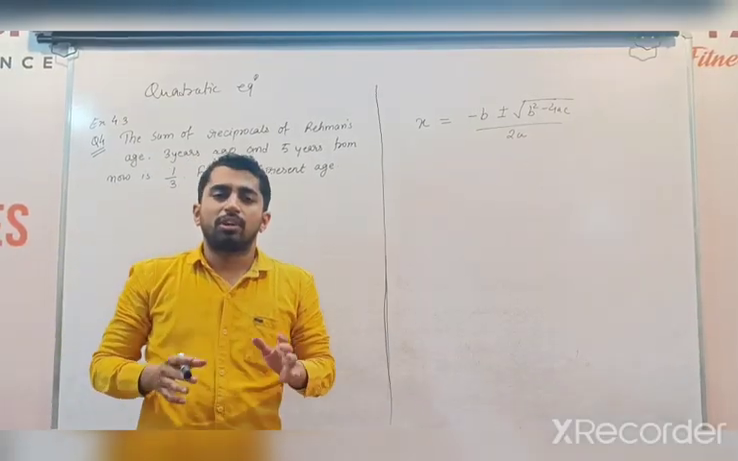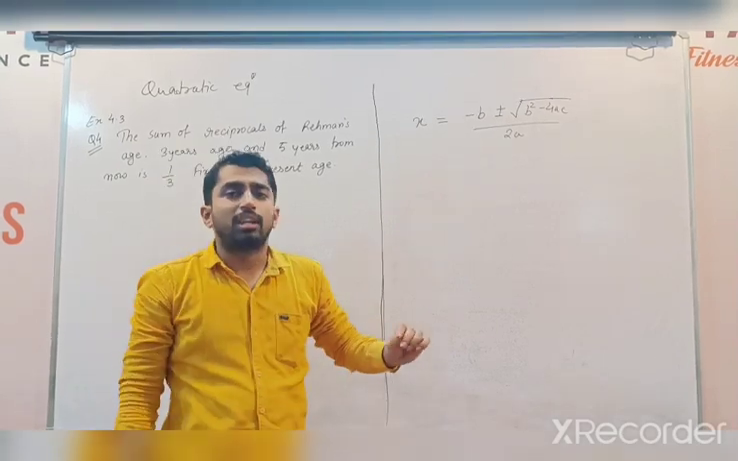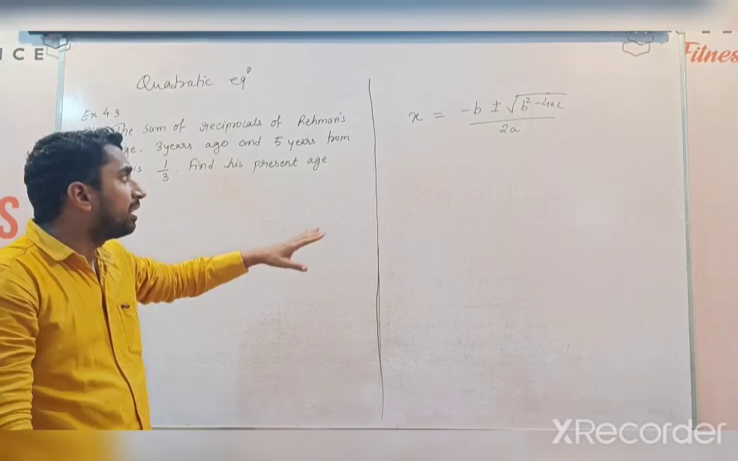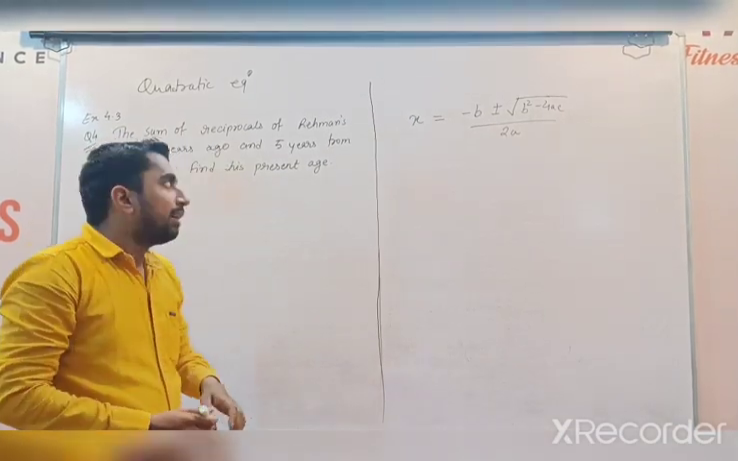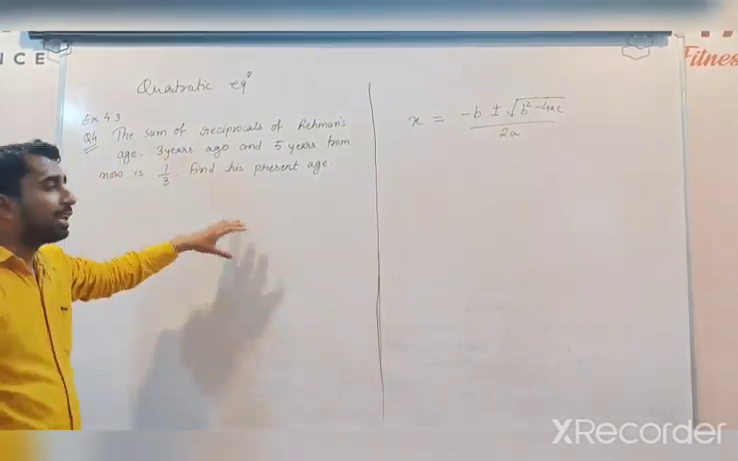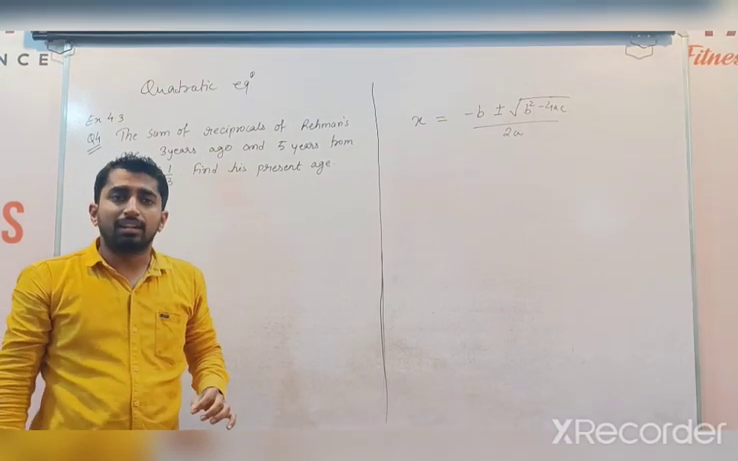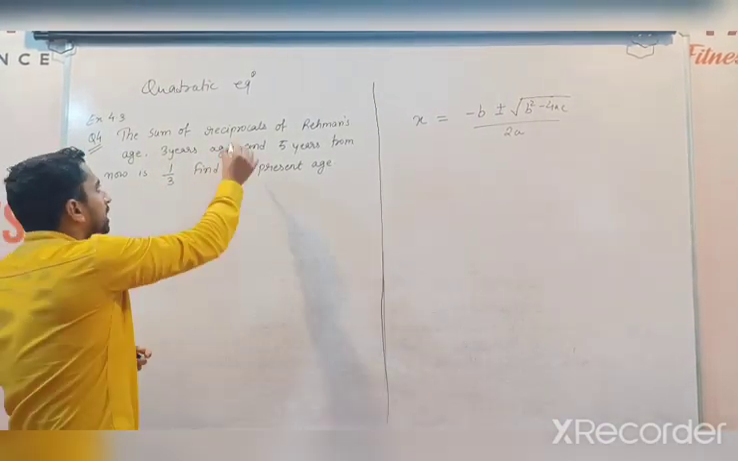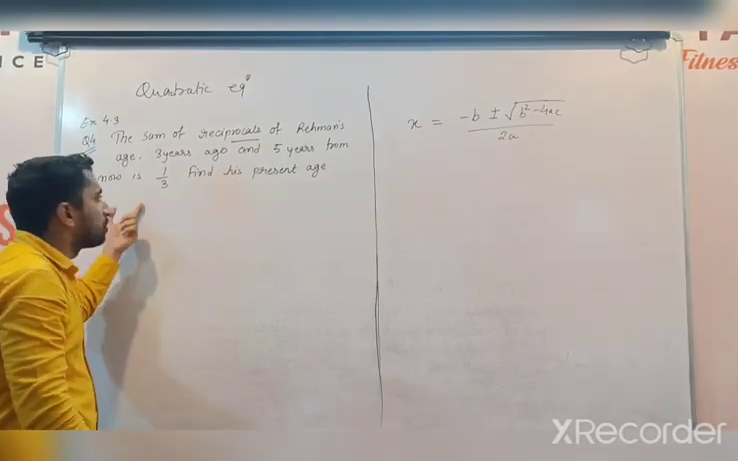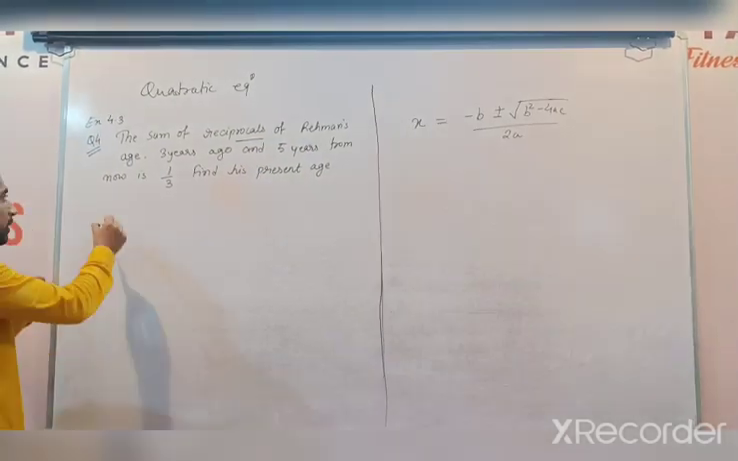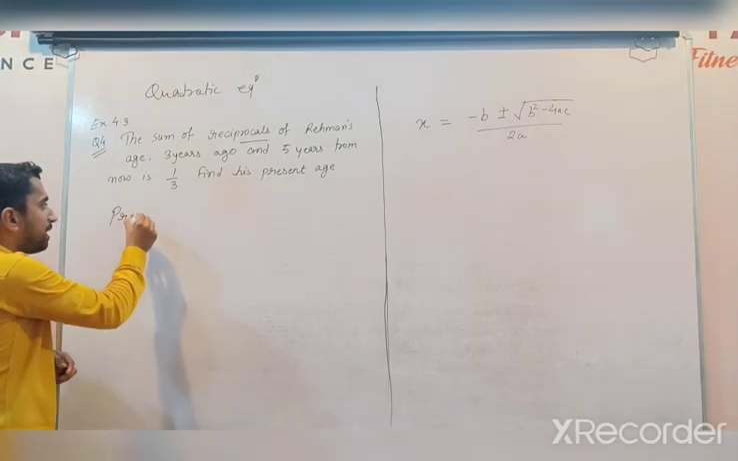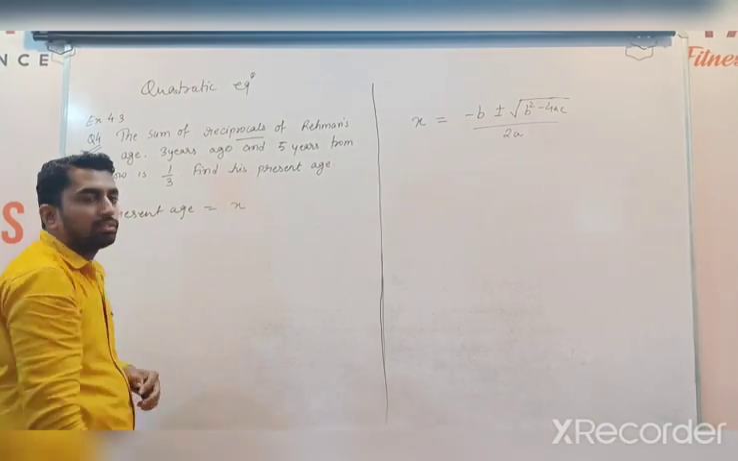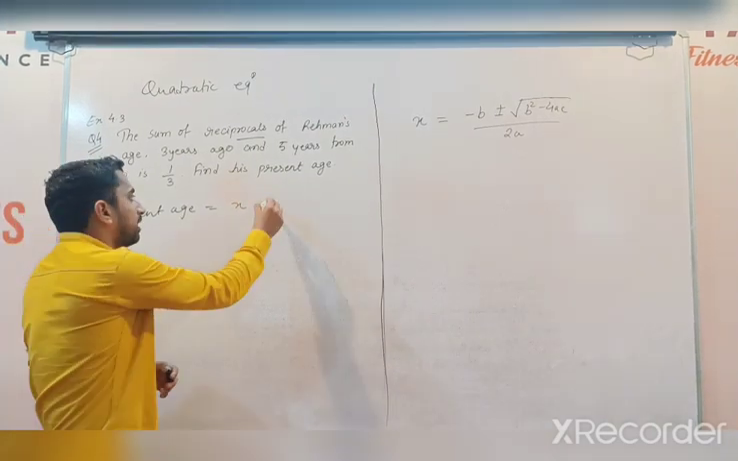So as now you are very clear with the quadratic formula, let us see one of the examples, a word problem, so that you can understand how to use this. We have one of the questions of exercise 4.3 from the NCERT, which talks about the sum of reciprocals of Rahman's age. So first of all, let his present age be x. The present age you take as x. Okay, it is x years.